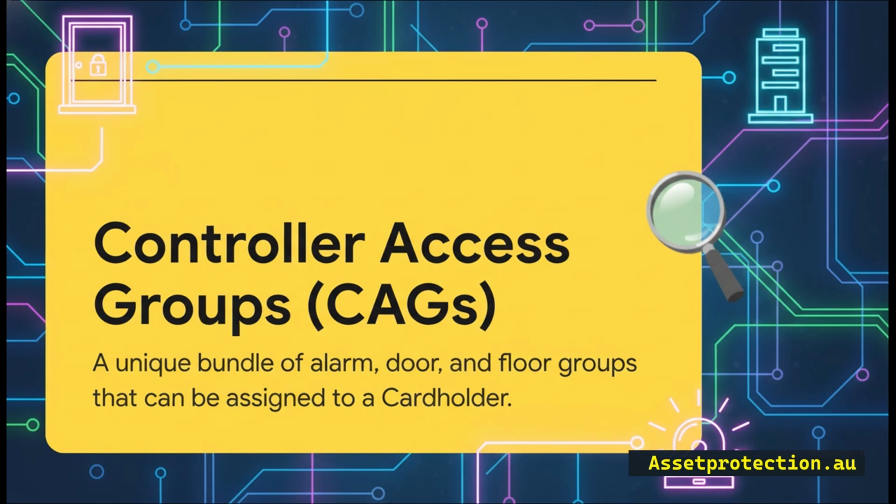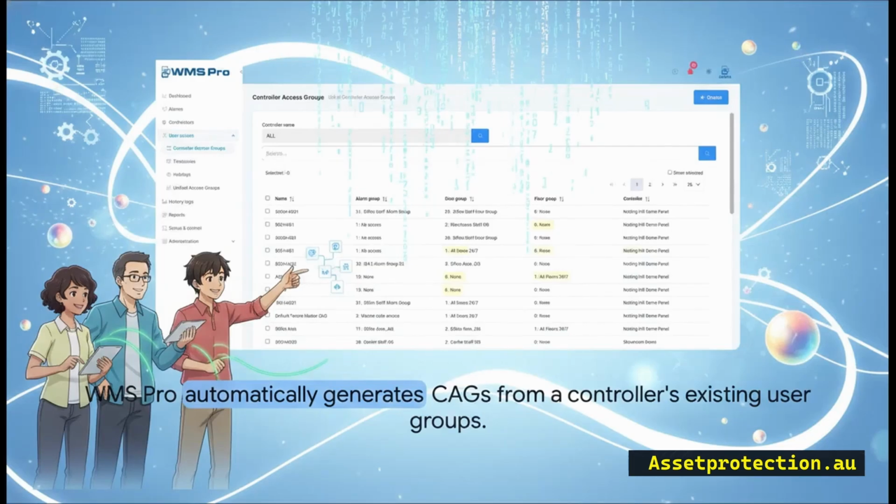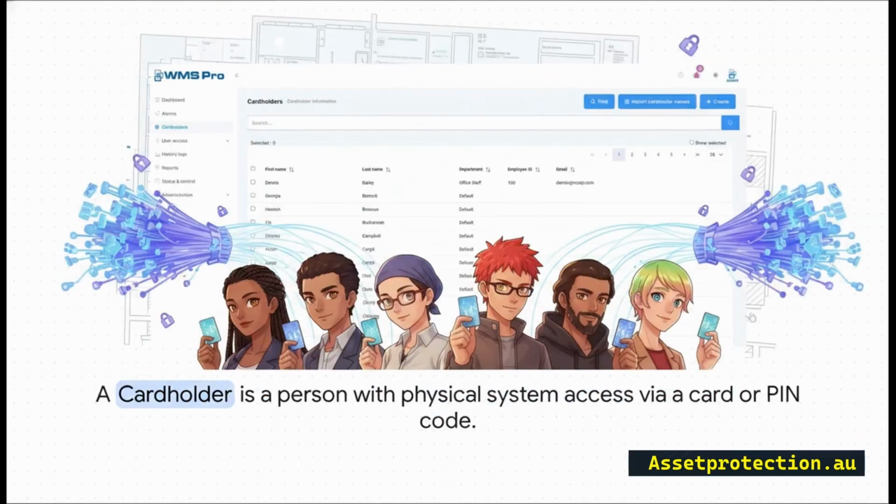Simply put, a CAG is just a bundle of permissions. I like to think of it like a key ring. Instead of handing someone a whole bunch of individual keys for different doors, elevators, and alarm zones, you just give them the office staff keyring that has everything they need. And here's the best part. You don't have to sit there and create all of these from scratch. When you enroll a controller, WMS Pro is smart. It actually reads the configuration that's already on the panel and automatically generates a whole list of these CAGs for you. Super helpful.